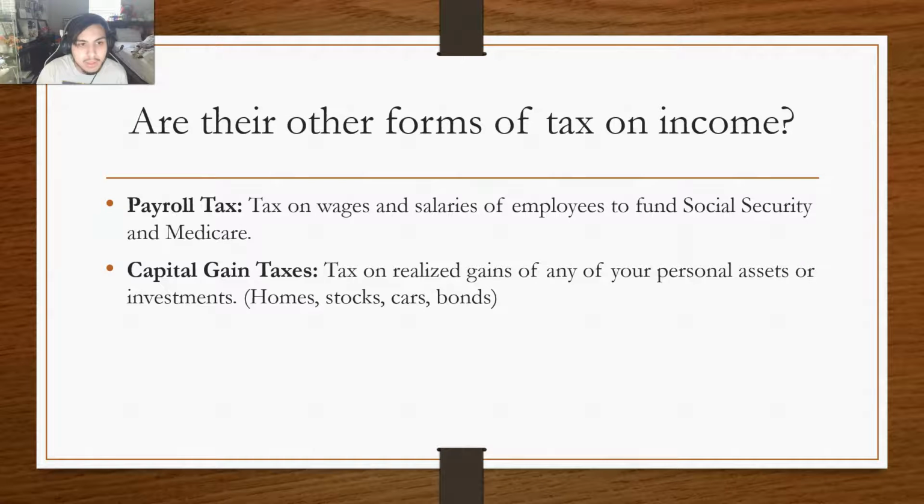So, are there other forms of tax on income? There actually are. There's the payroll tax and the capital gains tax. Payroll tax is the taxes on your wages and salaries to fund Social Security and Medicare. I believe, I could be wrong, but I believe these are the only things they're used to fund, and other social programs. Capital gains taxes are taxes on your realized gains on any of your personal assets or investments, and we're going to go over those in a little bit.